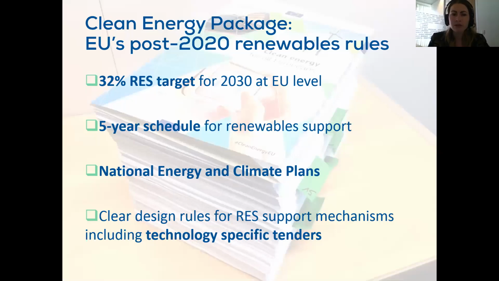The different member states would also be asked to provide a 5-year schedule for renewable support, which means that they need to outline what capacity of renewables they're planning to tender, when, and how much budget would be available for these renewables. And this schedule will also be incorporated in what is now called national energy and climate plans. So member states will also have to plan not only the deployment, but also the integration of these new and additional volumes into their national systems.